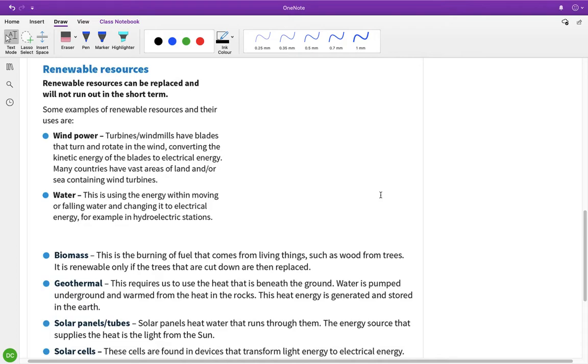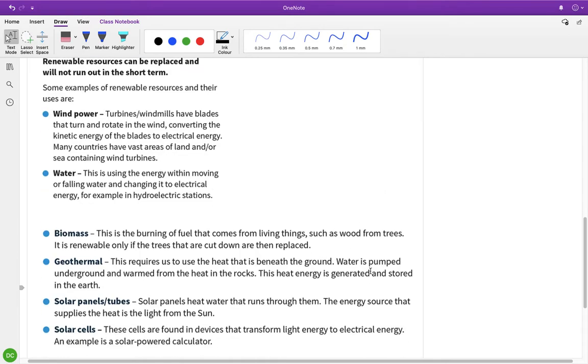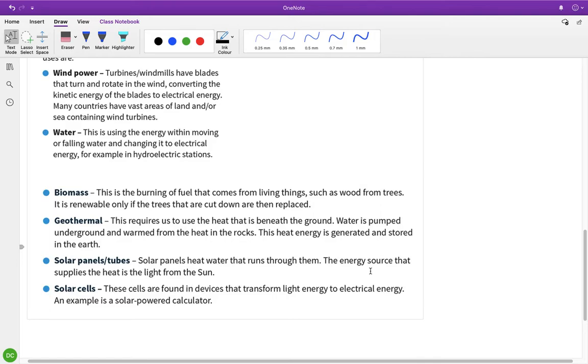So what they do is they allow water to go down there, and it's heated down there, and the heat that it picks up is then stored and used as electricity. Solar panels you've probably heard of. They heat water that runs through them, and again that heat can be used to generate electricity in your house, or it can just be used to heat your water.